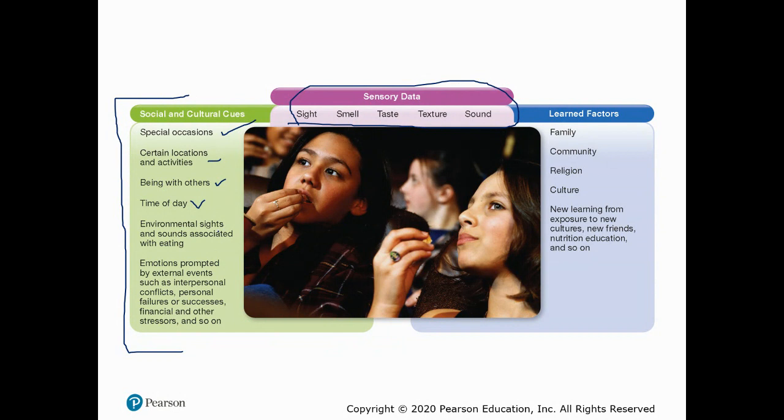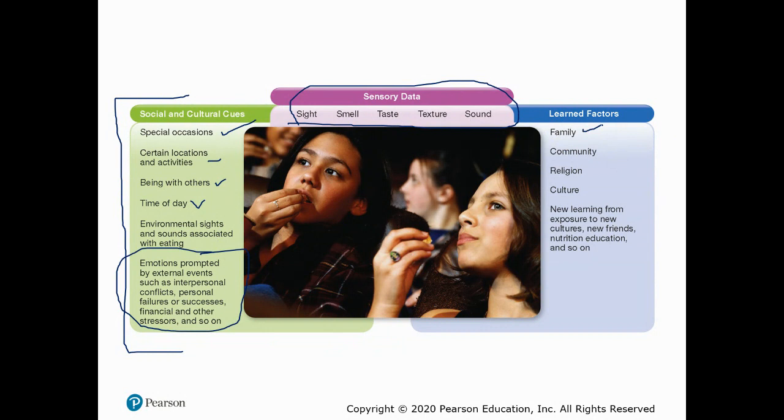Again, environmental sights and sounds, and emotions for sure. I mean, we all probably relate to this one, right? Emotional eating. And then some other learned factors around when to eat or why to eat.